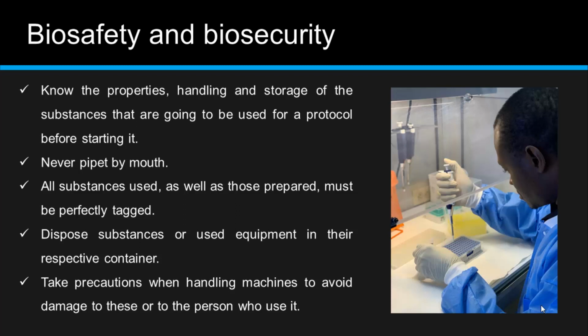There are red, yellow and black containers. The red one contains biocontaminated and sharp material, and the yellow one contains chemical, and the black one contains paper, plastics and all this stuff.